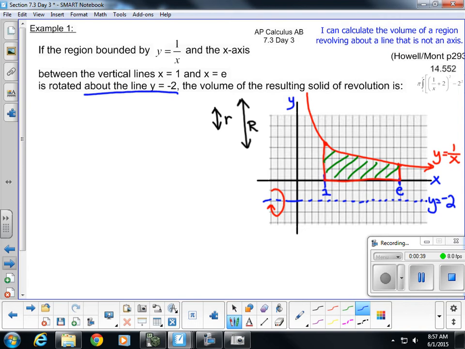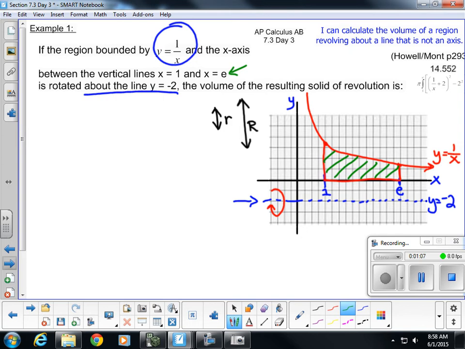We have a region bounded by y equals 1 over x, which I have drawn on the graph, and the x-axis. So the green lines indicate the area. We are going to revolve around this line, y equals -2. And they've given us easy boundaries here where x equals 1 and x equals e. So those are our two limits of integration.